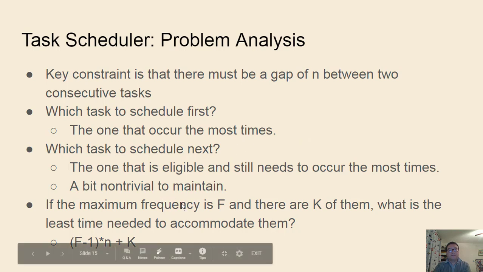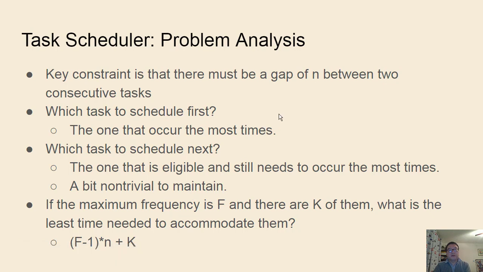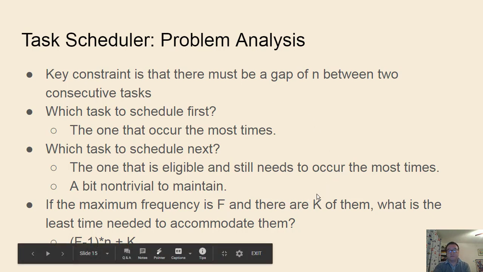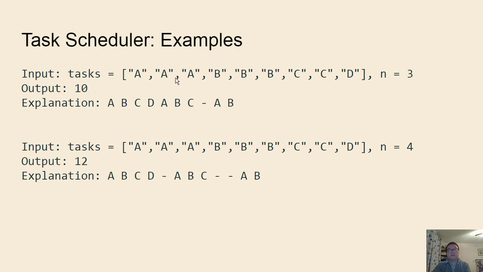We should pay attention to the task that appears the most frequently. Let's say the most frequent one appears F times. It's also important how many such tasks appear F times. Let's say there are K of them. For example, in this example, F would be 3 and K would be 2. So we have two tasks that each appear 3 times, and that's the most frequent count.